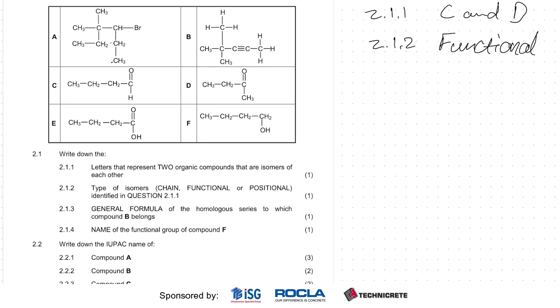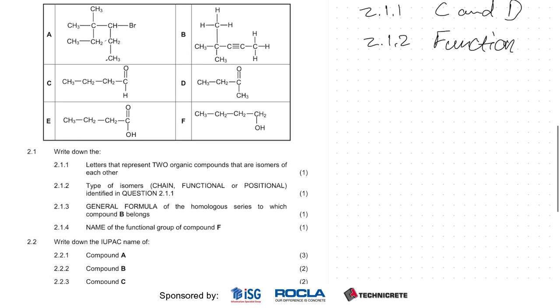2.1.3, the general formula of the homologous series to which compound B belongs to. Okay, this is a tricky one. If you're not sure, like you haven't memorized these, we can just go through them real quick. So the first is alkanes. Okay, alkanes, which are saturated molecules, have the general formula CnH2n plus 2.